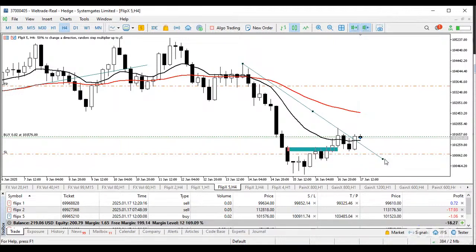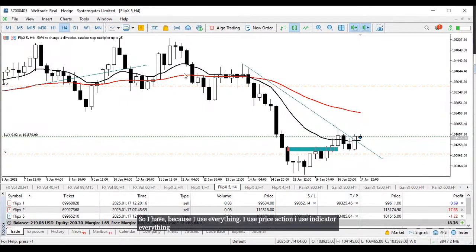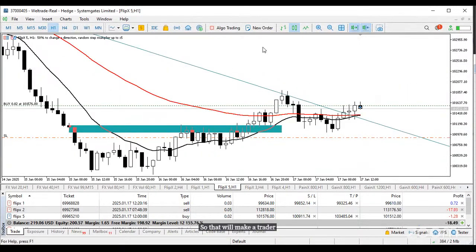So you can see that I use everything. I use price action, I use indicators, everything combined together. That is what makes a trader. So in 1 hour.